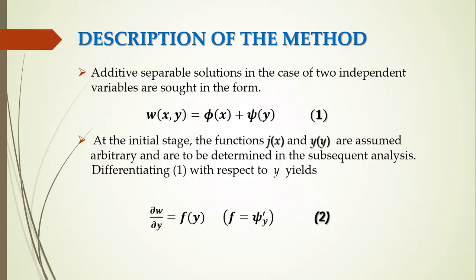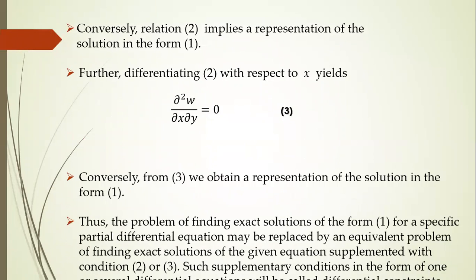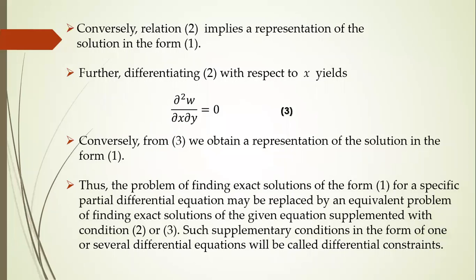Differentiating equation 1 with respect to y yields ∂w/∂y = f(y), f = ψ'(y). It is equation 2. Conversely, relation 2 implies a representation of the solution in the form of equation 1. Further, differentiating 2 with respect to x yields ∂²w/∂x∂y = 0. It is equation 3. Conversely, from 3, we obtain a representation of the solution in the form 1.